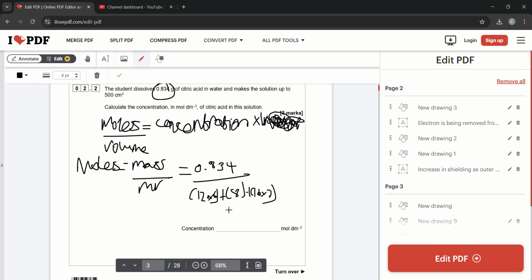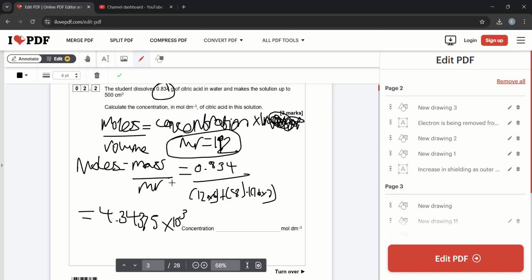And I get 4.34375 times 10 to the power minus 3. Let's also label that the MR is 192. In mark schemes, sometimes they want us to label the MR, and in this case it does want us to label the MR of citric acid. It wants to know how you calculate the moles. It wants you to show how you label the MR as this and then substitute that into mass over MR.